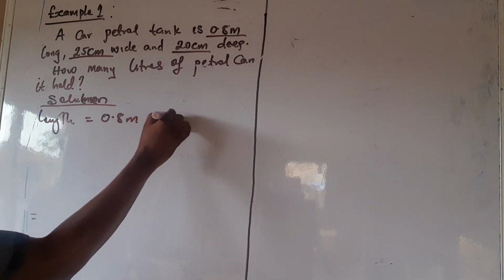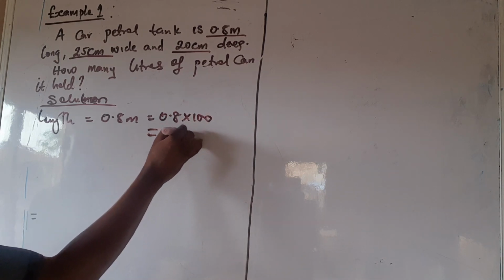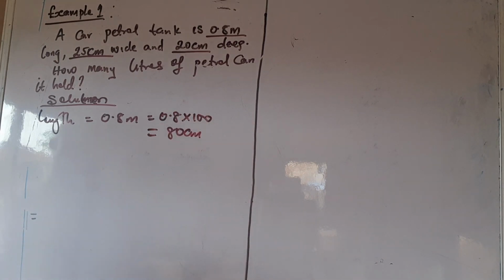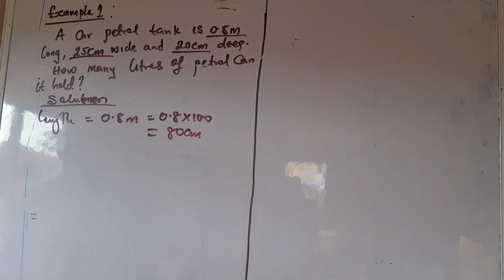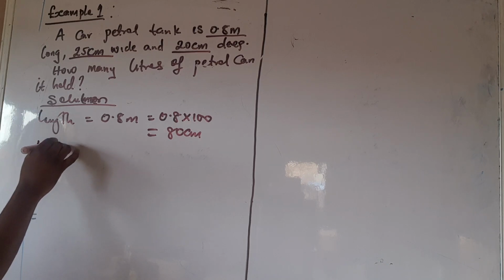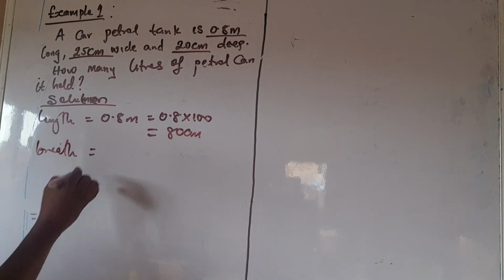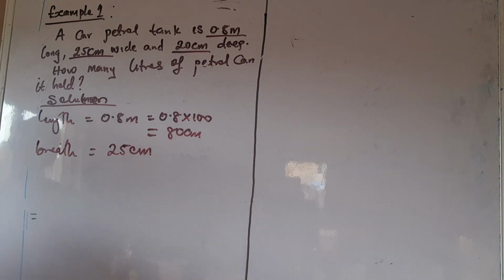So that will be 0.8 times 100, and that will give us 80 centimeter. And from there you have your value. Looking at the wideness, which is the breadth, that is 25 centimeter. And we have the depth.